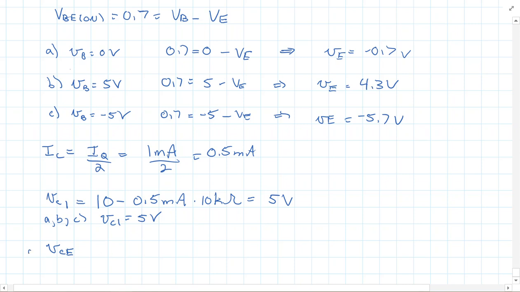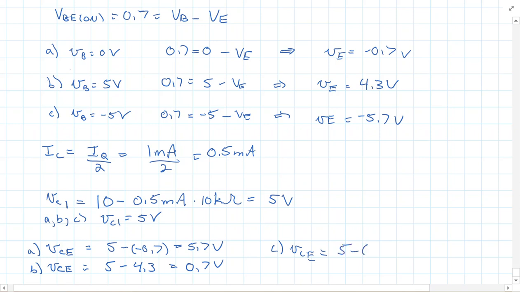Now I know the problem didn't ask for this, but we can see that VCE changes for each one. So for part A, VCE would be 5 minus negative 0.7, 5.7 volts. B, VCE would be 5 minus 4.3, which is 0.7 volts. And then for part C, we'd have VCE is equal to 5 minus negative 5.7 volts, which would be 10.7 volts.